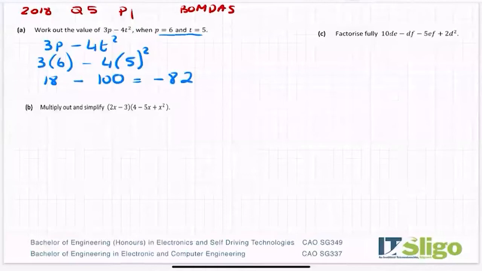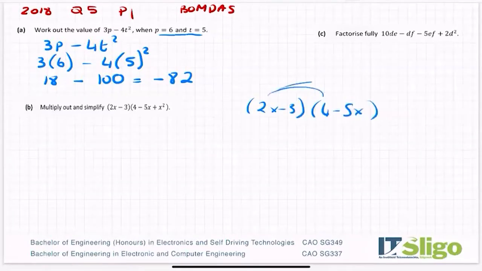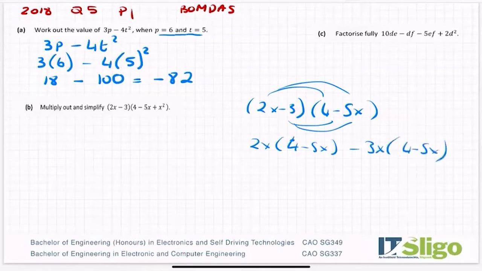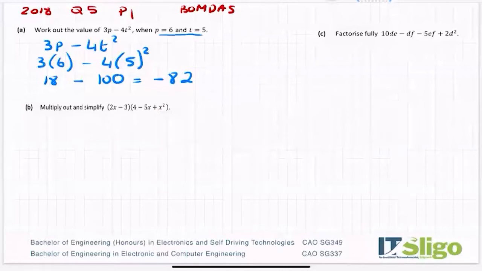Okay, part B, multiply out and simplify 2x minus 3 times 4 minus 5x plus x squared. Okay, so this is no different to something like that where you do this, or you go 2x by everything in the second bracket, minus 3 by everything in the second bracket. All that's different is that there's a third term there in the second bracket. So you just work with it and you put your x squared in to your second bracket and you do it by the exact same method. It's just a harder version of it.